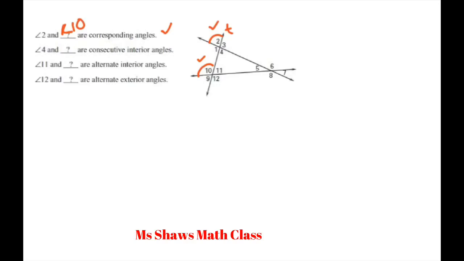Number 4, and we want consecutive interior. So consecutive interior would be 4 and 11. So angle 11. Angle 11, we want alternate interiors. So where's 11? So this would be alternate interiors. So that would be angle 1. And then we want alternate exteriors with 12. So that would be 12 and 2. So that would be angle 2. And that's it.